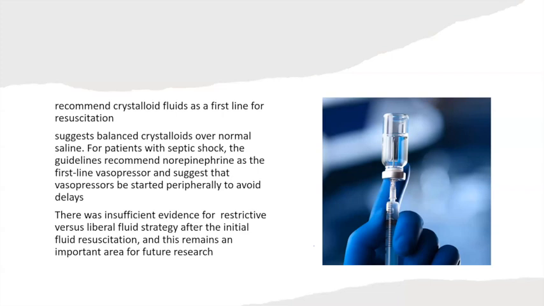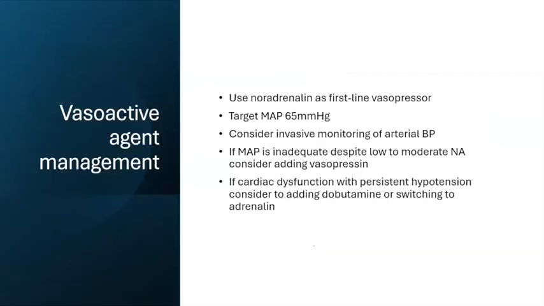And there is insufficient evidence for a restrictive fluid versus liberal fluid strategy after initial fluid resuscitation. This remains an important area for further research and study. And vasoactive agent management is not in the Sepsis 6, but we need to act, and it is going to go hand in hand with IV fluid. Use noradrenaline as the first line vasopressor. Dopamine is a bit out of favor, though initially they thought we could use dopamine also. And the target MAP is 65.